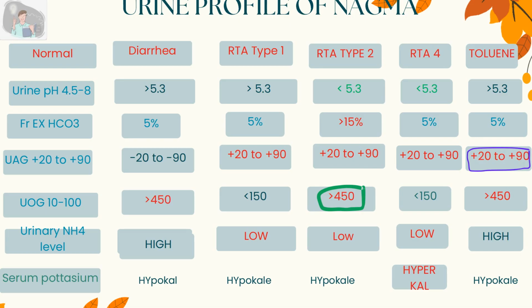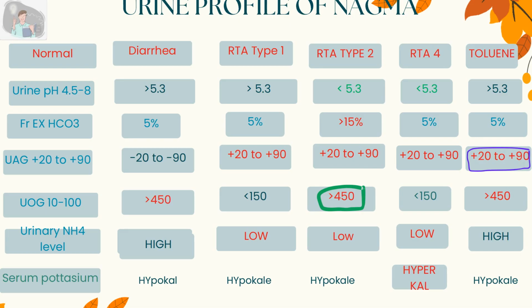Now let's go to the hyperkalemia, because only RTA type 4 has hyperkalemia. That's easy to understand. That's a principal cell defect. So the principal cell is unable to secrete the potassium into the urine. Thus the body ends up having hyperkalemia. Diarrhea having a hypokalemia is not difficult to understand, because you've lost so much of the potassium in the stools, and the body attempts to conserve the potassium.